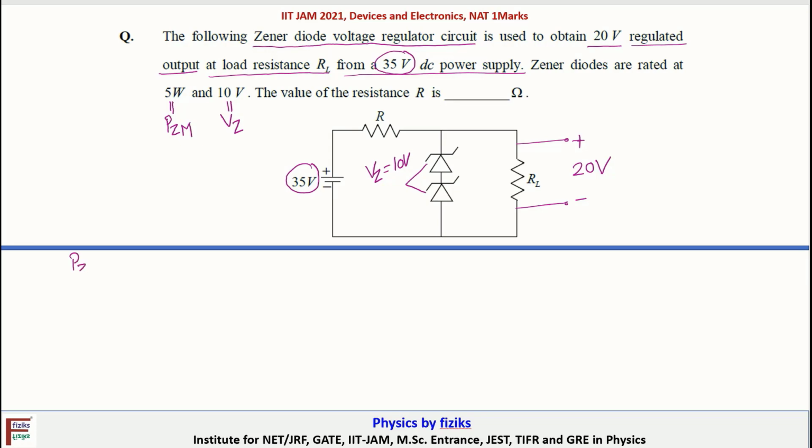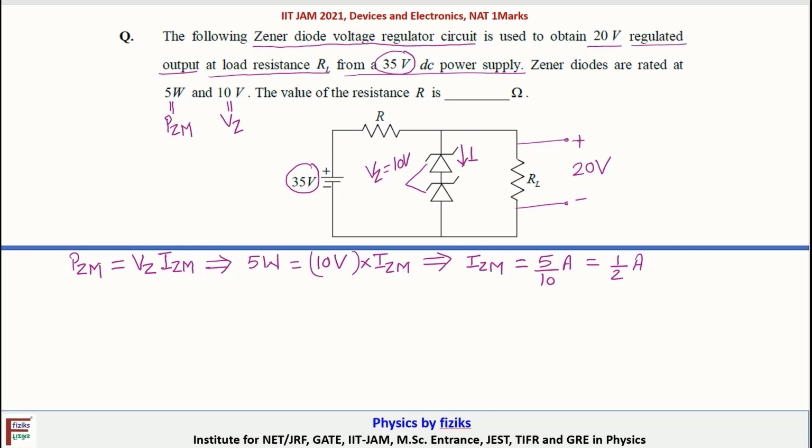We know that PZM is given by VZ into IZM. So this PZM is 5 watt, VZ is 10 volt. So what will be IZM? IZM is 5 by 10 ampere, that is half ampere. That is the maximum Zener current that can pass through.